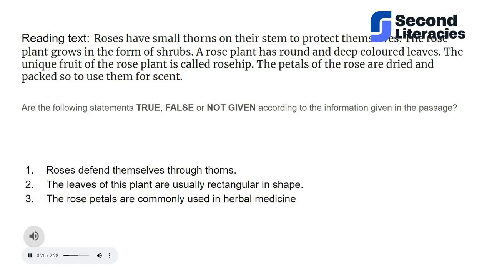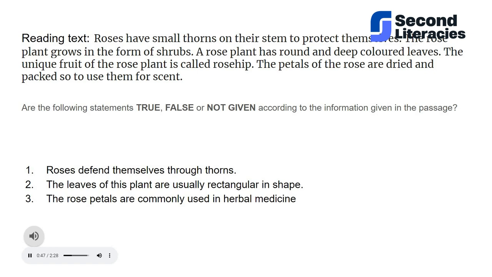Roses have small thorns on their stem to protect themselves. The rose plant grows in the form of shrubs. A rose plant has round and deep colored leaves. The unique fruit of the rose plant is called rose hip. The petals of the rose are dried and packed so to use them for scent.